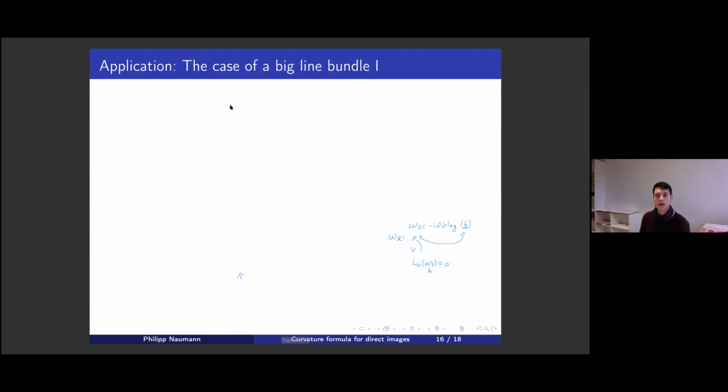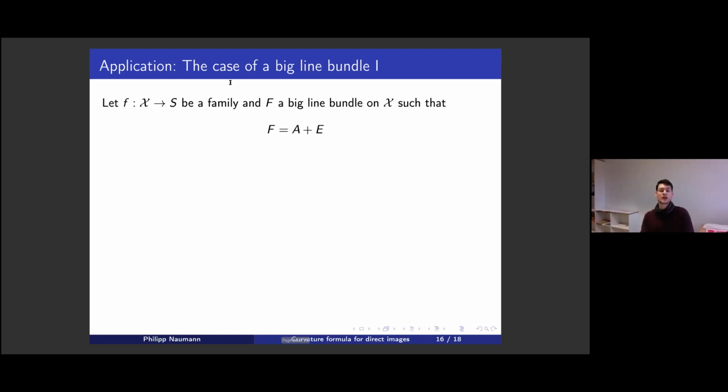Good. And then another application would be, so this is the last application. Beside this main application, I showed this case of log canonically polarized pairs. Maybe there's another idea how to apply this. This is the case when you have a big line bundle on the total space. So we consider again a relative setting, this family, and a big line bundle on a total space which has such a decomposition, so it's written as ample plus effective. And this effective E is now what was before D, and has components E_i, and it needs to be a relative SNC, and A is an ample line bundle together with a positive metric h_A.